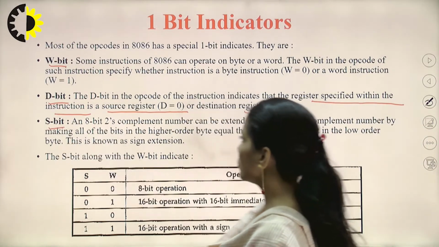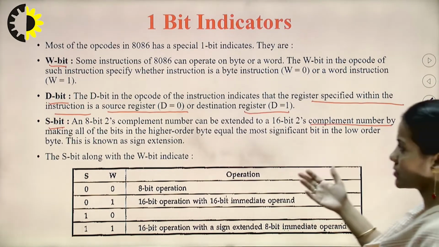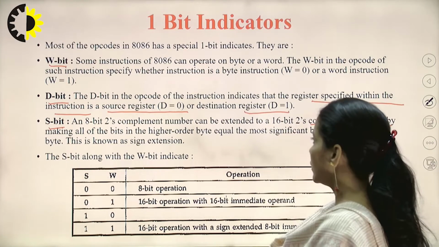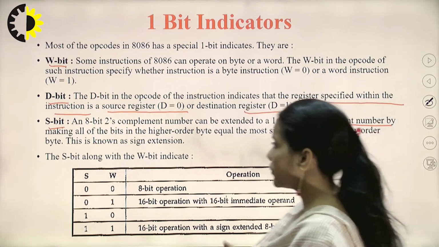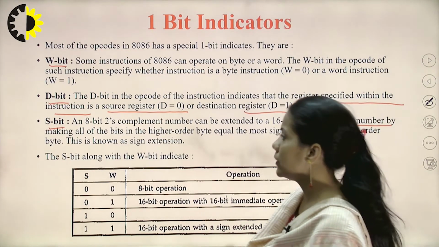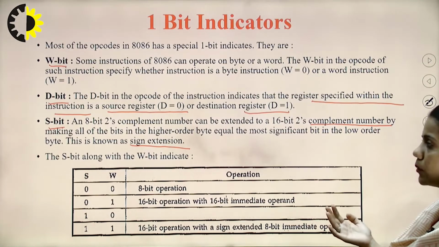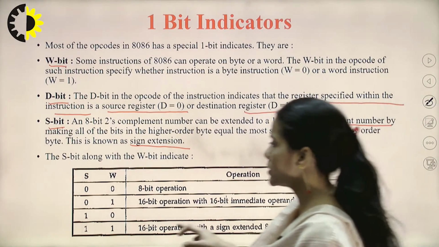An 8-bit 2's complement number can be extended to a 16-bit 2's complement number by sign extension. So in signed numbers, the most significant bit is extended to the higher order byte, and this is known as sign extension. So the S bit along with the W bit indicates certain operations. Let us see what these are.